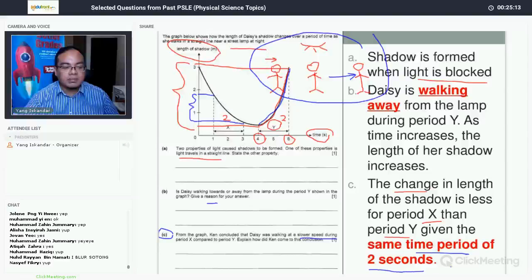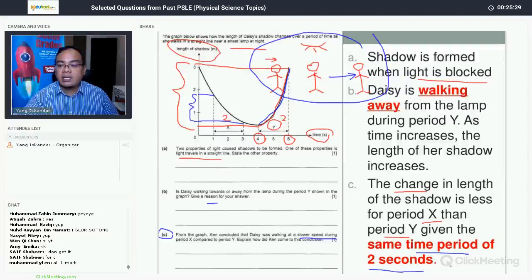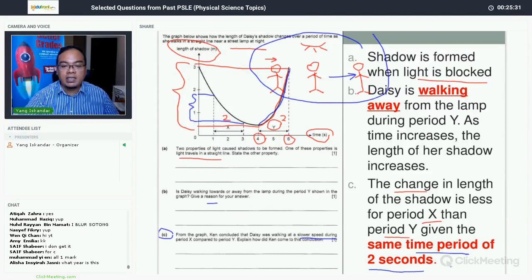Okay, Ryan, you can see this is a past PSLE question, not that easy. The first two parts are quite straightforward, but the third part, even though it's only a 1 mark question, is quite challenging. So it is tricky. Some PSLE questions can be very, very tricky. Okay, let's move on to the next part.